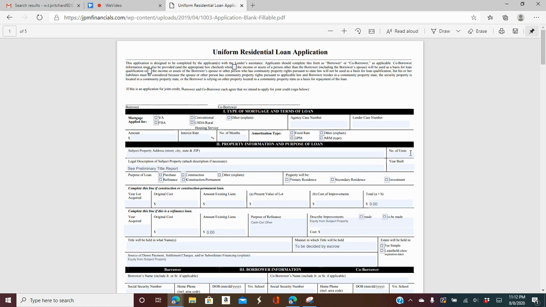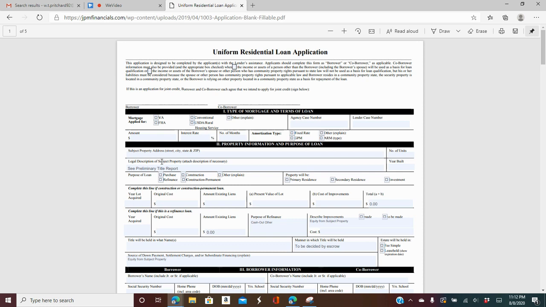Number of units. When we're processing mortgages, we are normally processing 1 to 4 unit dwellings. It's mainly single family residences, but there are sometimes investment properties that are duplex, triplex, fourplex, but that's what this means here. When it says number of units, it's is it a 1 unit, 2 unit, 3 unit, or 4 unit?